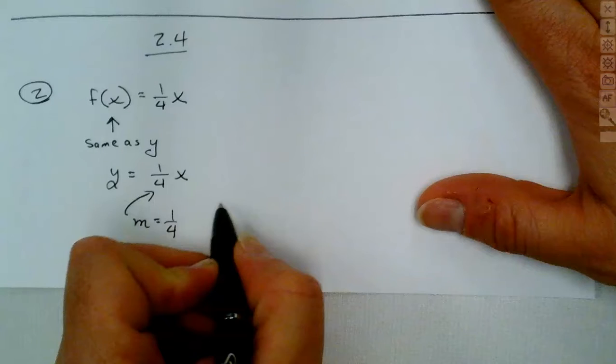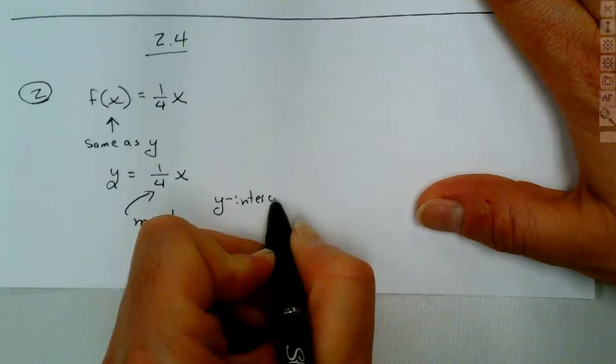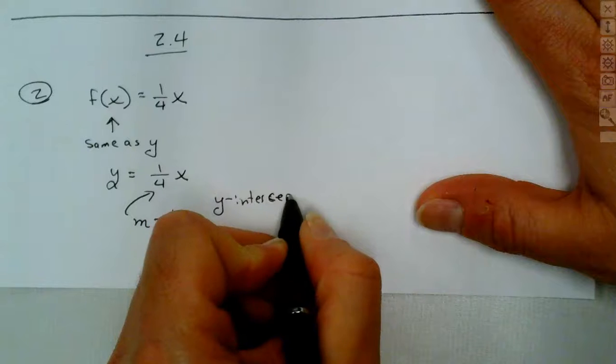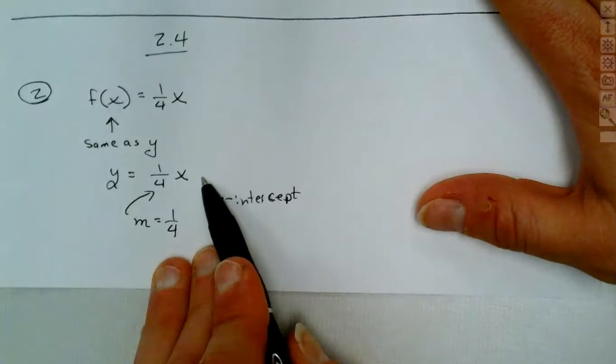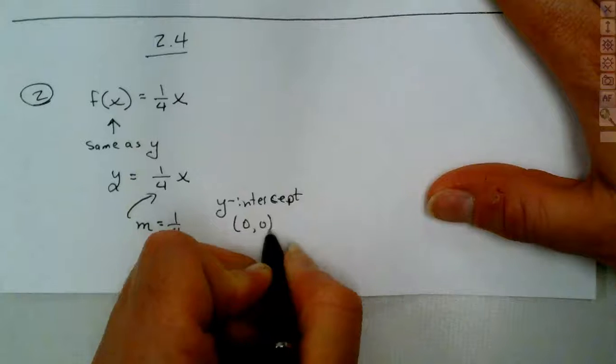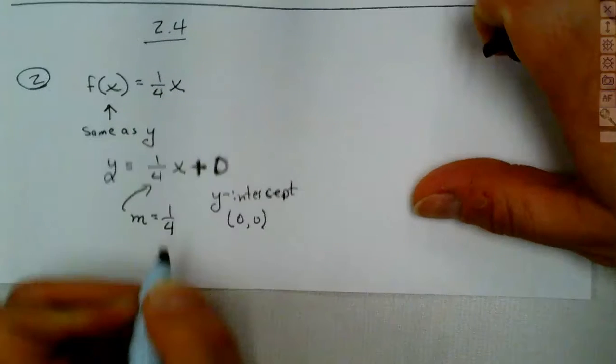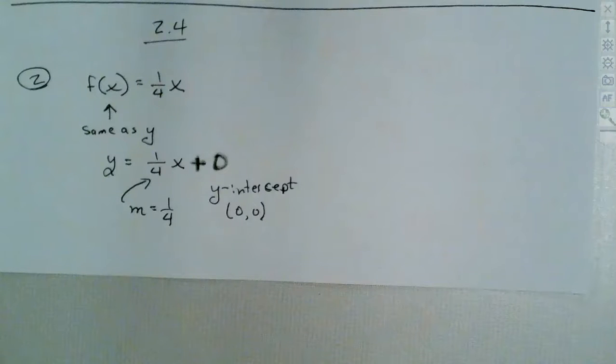Now, what about the y-intercept? Well, is there a number on the end here? Is there a number added on the end? No, right? So that would make it then 0, 0. Because that's like having a plus 0. So we're going to start at 0, 0.